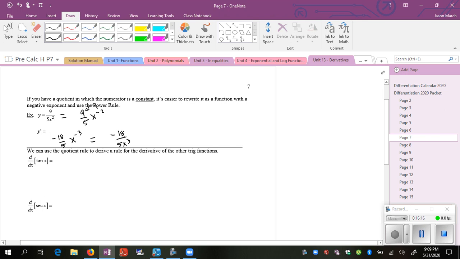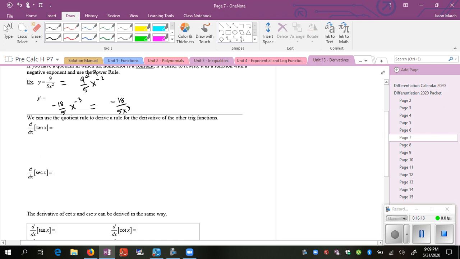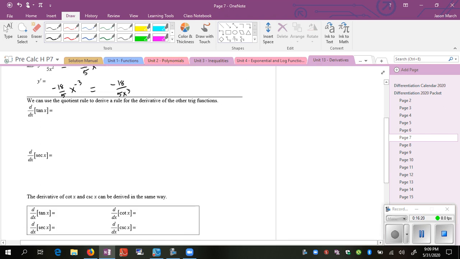So now let's talk about these tricky reciprocal and quotient trig functions. Tangent of x is really sine x over cosine of x, right? So this is the derivative of a quotient now. So the derivative of sine of x over cosine of x: low d high.